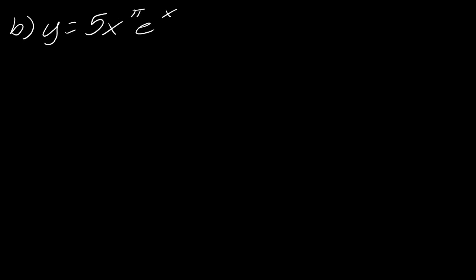Okay, so for b here, we have to use the product rule. I've got 5x to the pi times e to the x. So this will be my first function, and this will be my second function. So if I want to take the derivative of this, I need to take the derivative of 5x to the pi. So remember, sometimes people get really thrown off by what to do with this pi. But the thing to keep in mind, what is pi? Pi is just that number, right? It's just a decimal. So you just treat it like a number, that's it.